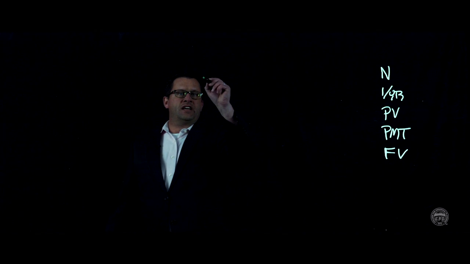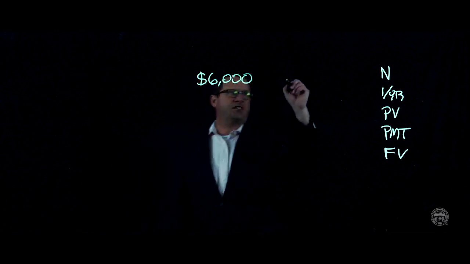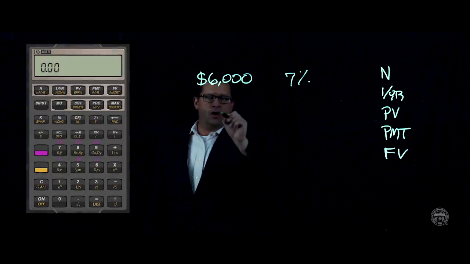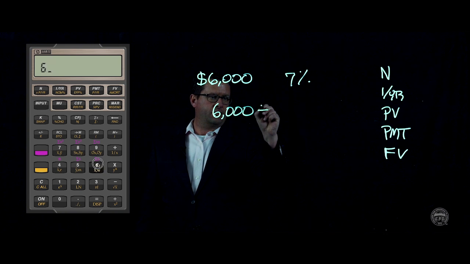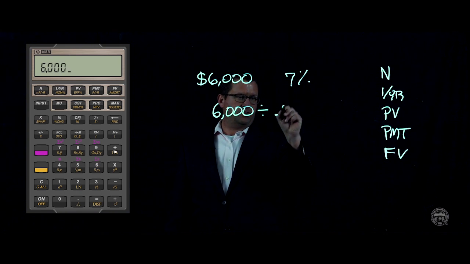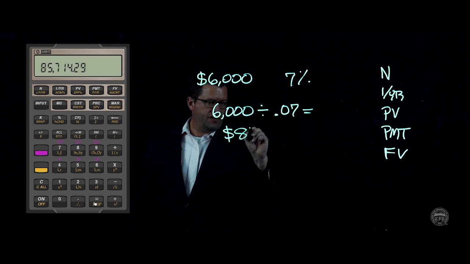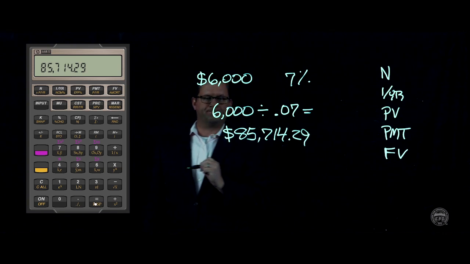So on your financial calculator, this is a very simple calculation. Marlene wants $6,000 in income, and she thinks she can earn 7% per year. So all we're going to do to capitalize this number is enter $6,000 divided by 7%, which is 0.07, and we should get $85,714.29.